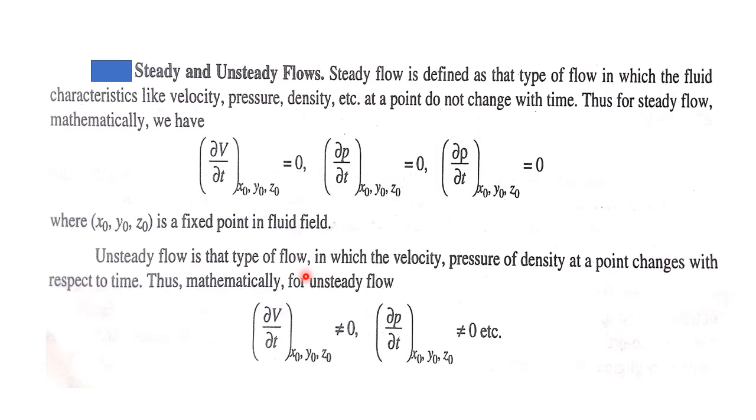Now coming to unsteady flow, it is exactly the opposite. It is that type of flow in which velocity, pressure, density, etc. at a point change with respect to time. Mathematically, dou v upon dou t is not equal to 0, indicating velocity is changing with time. For pressure also, dou p upon dou t is not equal to 0, and for density, dou rho upon dou t is not equal to 0. That means the fluid characteristics at a point change with respect to time.